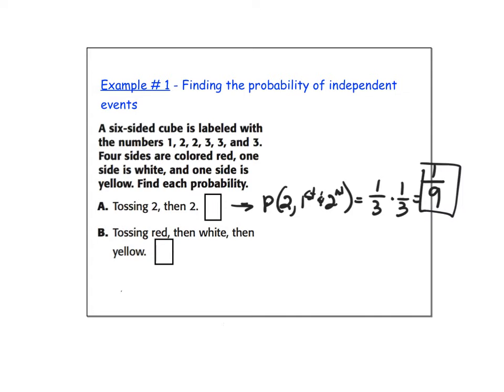All right, let's look at part B. Part B is saying, what's the probability of tossing a red, then a white, then a yellow? Okay, let's look at the probability of each. The probability of red is equal to, well, there's 4 sides colored red out of the 6, which is going to be 2/3. So 2/3 probability of rolling a red. White has one side and yellow has one side. So the probability of white and the probability of yellow are the same. And that's just 1/6.